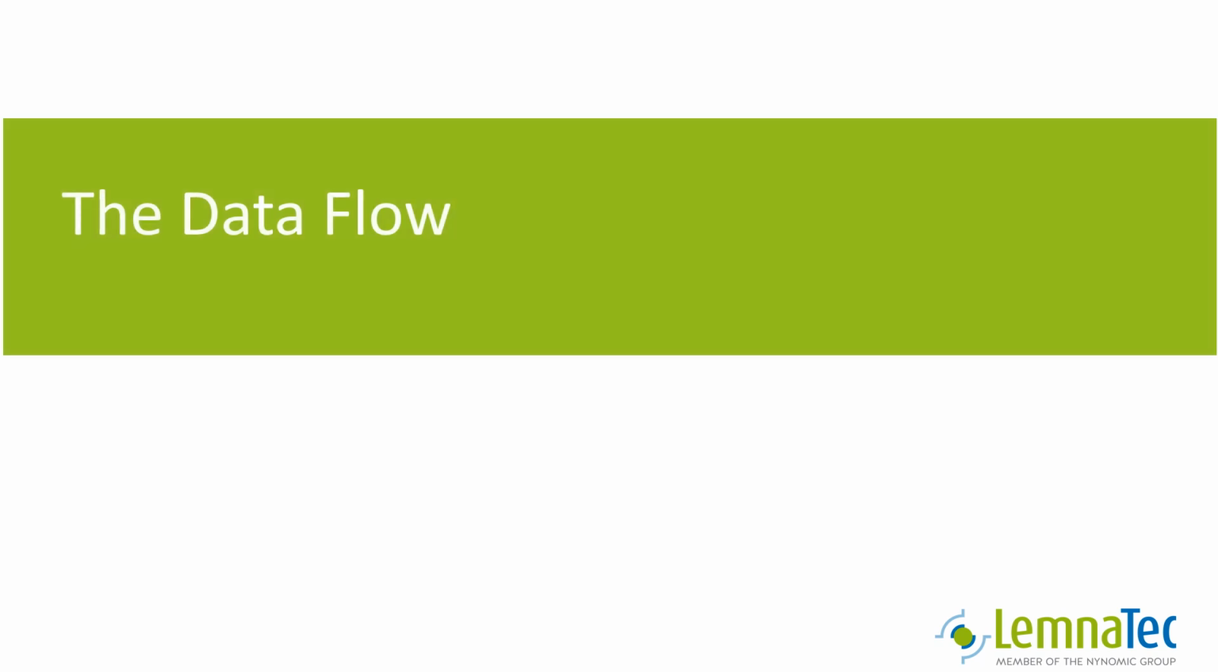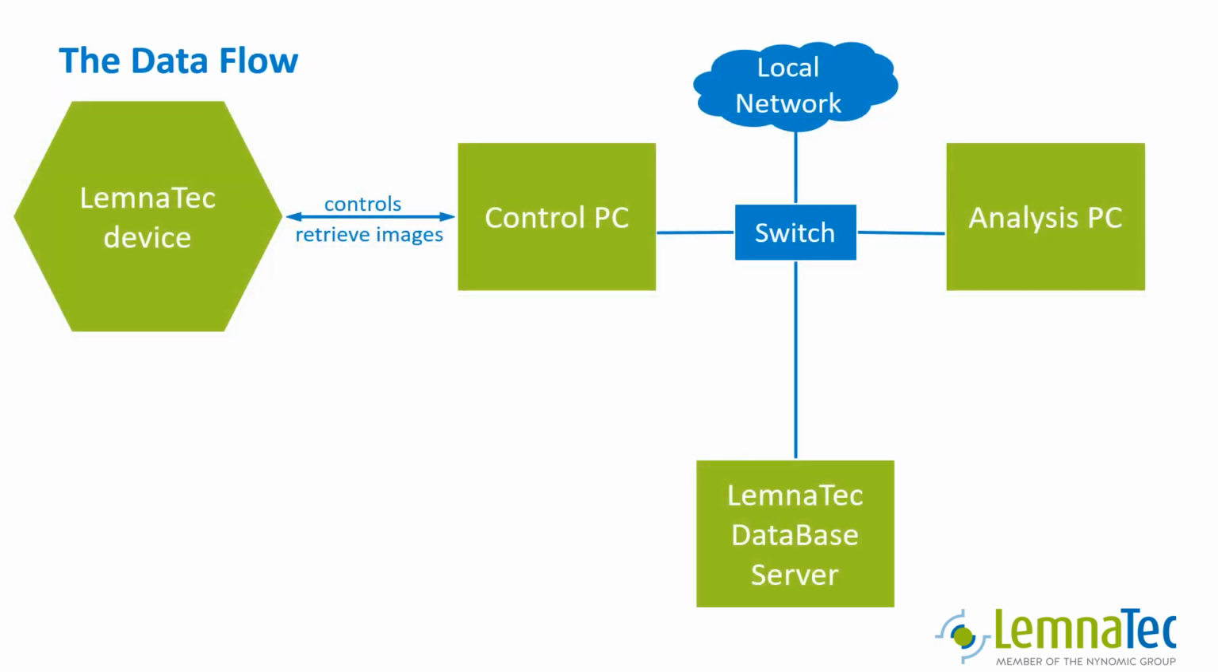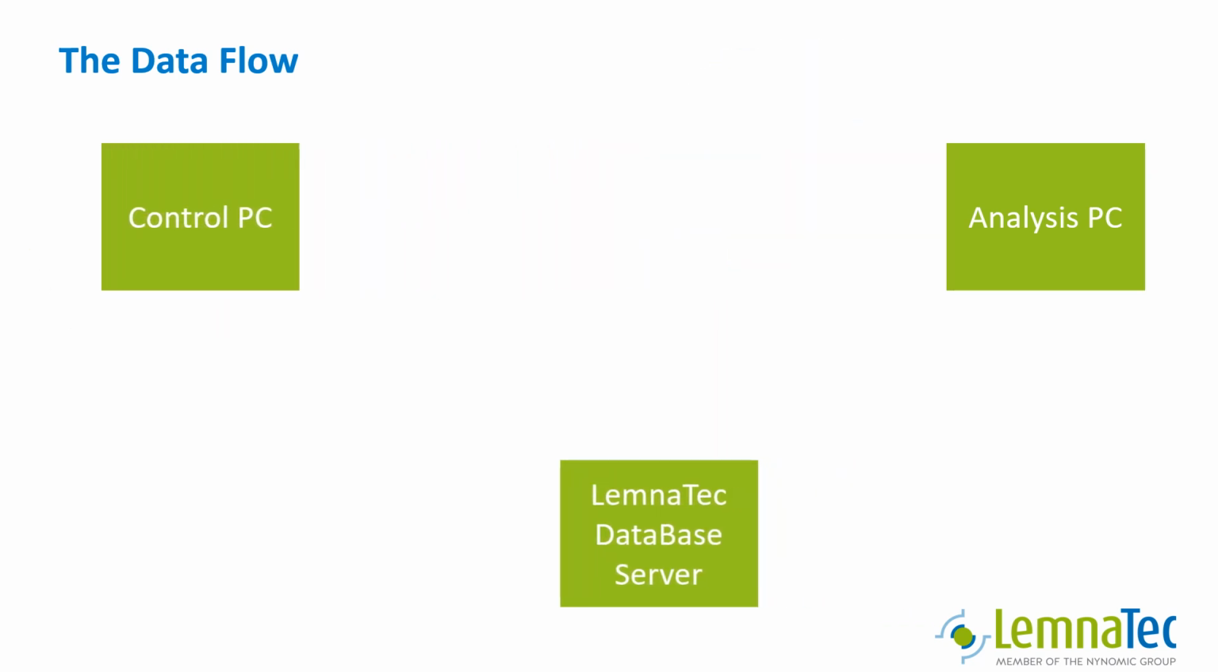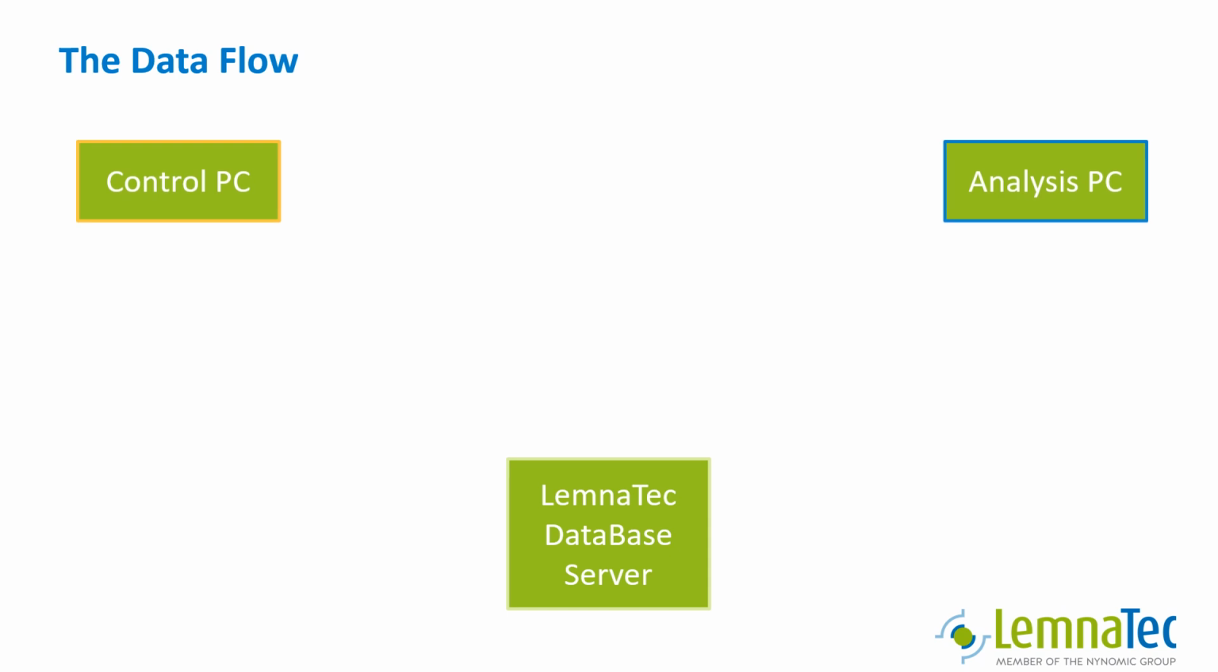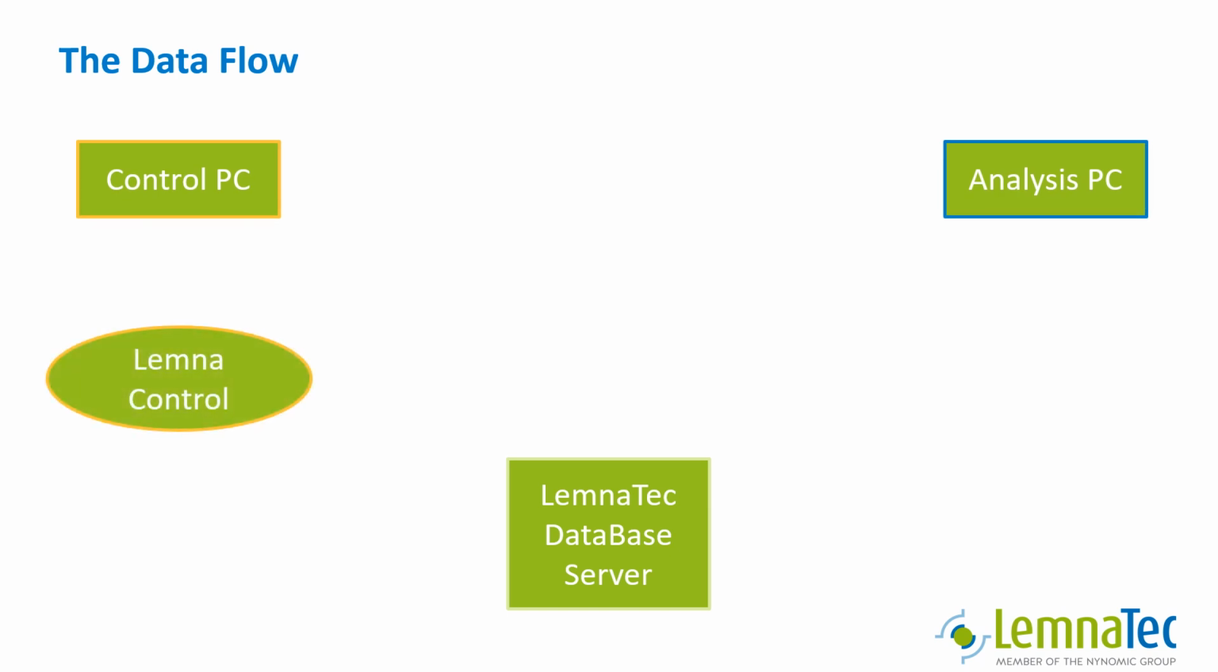Let's have a look at the data flow between these programs. Here we have again the three computers. But let's have a look now at the data flow between the programs and the computers rather than on the network architecture. First, we have again Lemna Control. It runs on the control PC and controls the LemnaTec system. It retrieves all images and data from the system and sends it to the database.